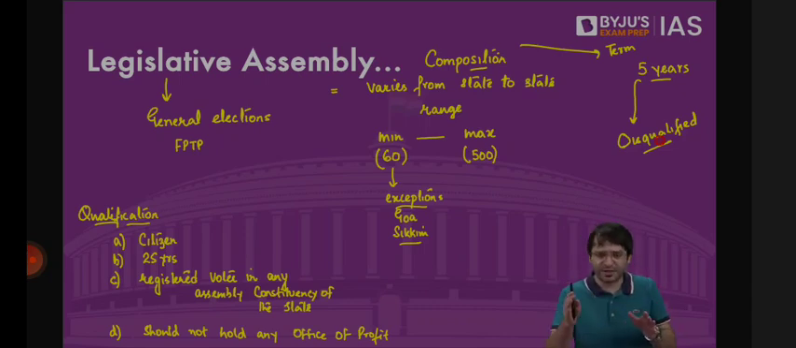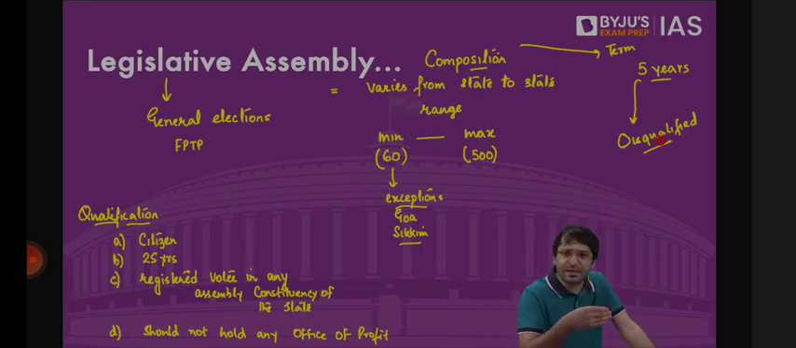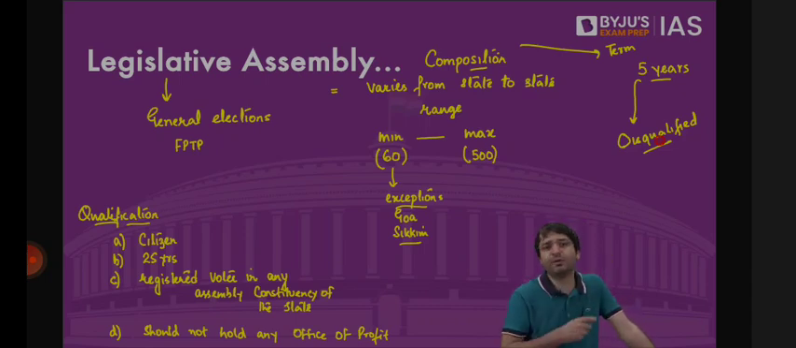Legislative Assembly composition is not fixed. It varies from state to state. Minimum we can have 60, although there are some exceptions. Maximum we can have 500. Clear? And how are these MLAs elected? Every 5 years, election takes place. If you are qualified, contest election, which is done through first past the post system, you get elected and your normal term is for 5 years. And even before completing 5 years, you may be disqualified as well.